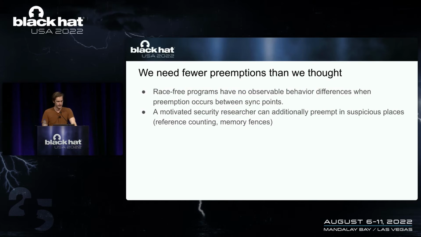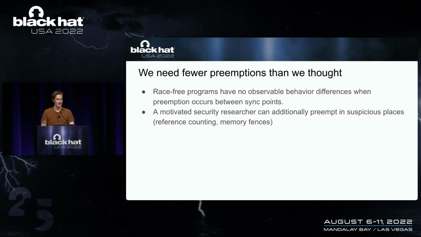And so this is the insight. We really need fewer preemptions than we think. And it took me a long time to understand what was going on here because so much of it was just intuition and experimentation. But when I talked to people who know more about concurrency, I got this really great line from the author of a leak sanitizer, where he said something like, race-free programs have no observable behavior differences when preemption occurs between sync points. It's like, what is that? It just means that if the programmer got it right, if you only have preemptions around locking, that's enough to see everything that can go wrong.